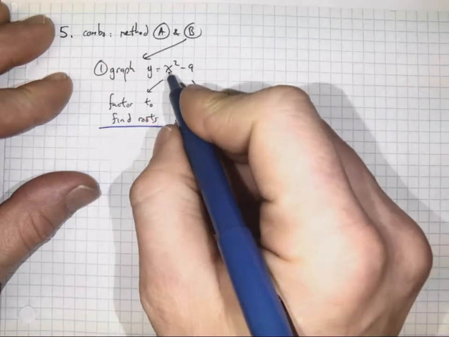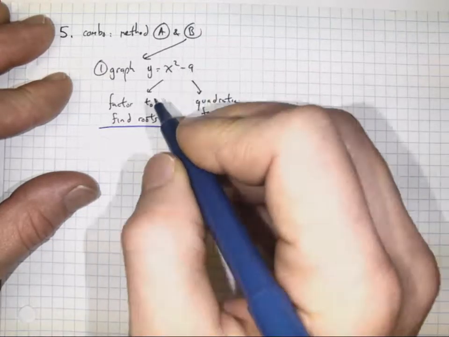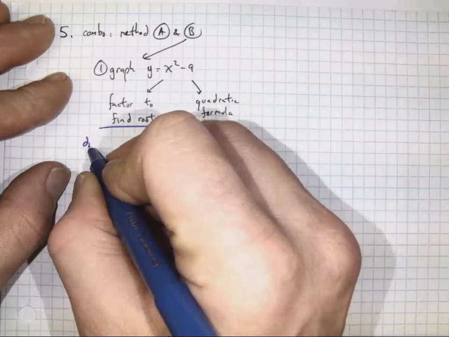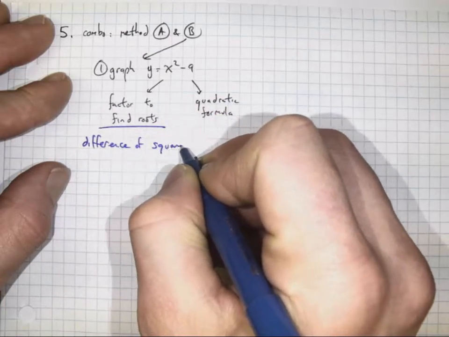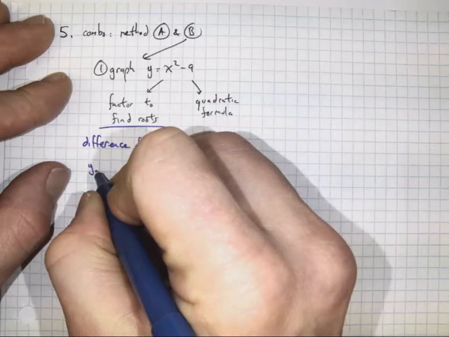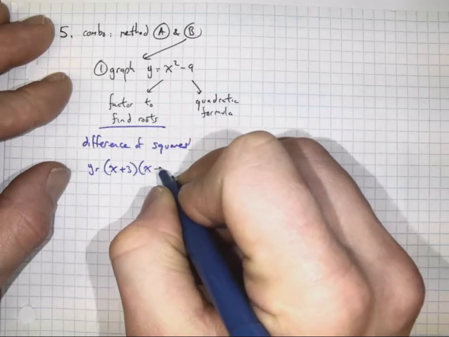Okay, so this is a difference, subtraction, between two perfect squares. So this is a difference of squares. And that means we've got y is equal to (x + 3)(x - 3).